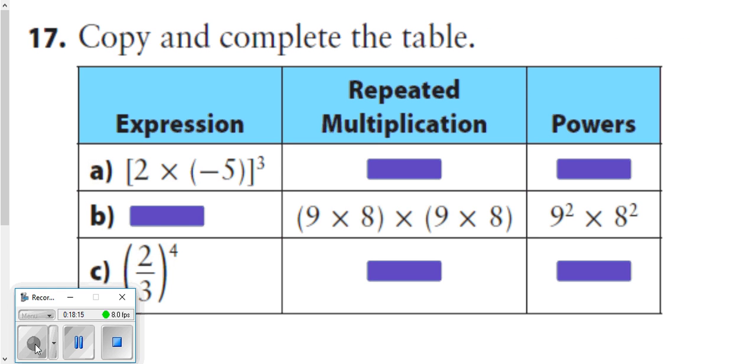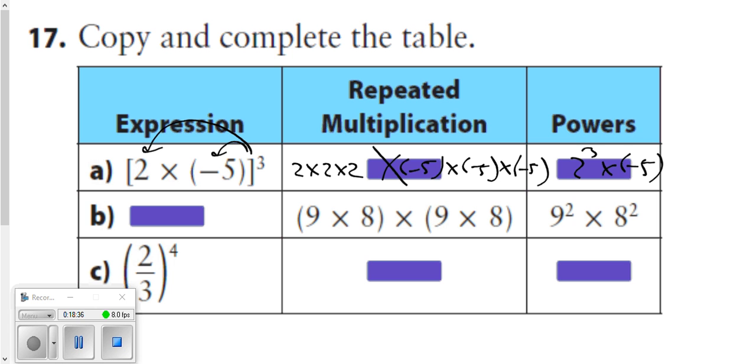And your last question, express it as repeated multiplication. So because you have the product of two numbers, you can distribute that, so it's going to be 2 times 2 times 2 multiplied by negative 5 times 2, which will be 2 cubed multiplied by negative 5.